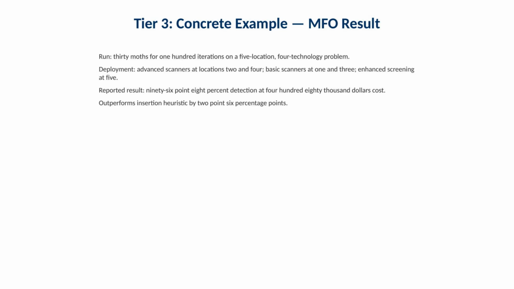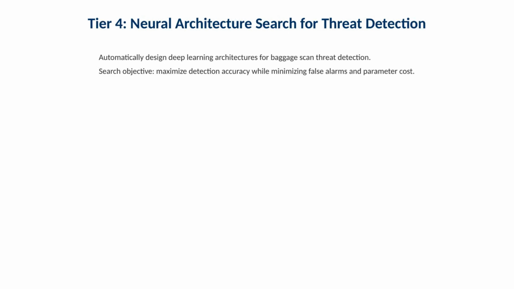In the reported run with 30 moths over 100 iterations on a 5-location, 4-technology problem, the best configuration deploys advanced scanners at locations 2 and 4, basic scanners at locations 1 and 3, and enhanced screening at location 5. This achieves 96.8% threat detection with total cost $480,000, improving the insertion heuristic by 2.6 percentage points while staying within budget. Tier 4 shifts from choosing equipment to improving the intelligence behind screening.